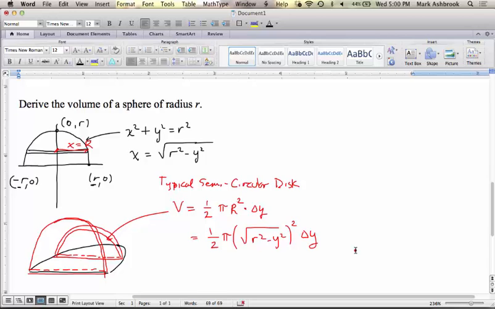Are we good? So we're going to add all those up, starting with the biggest one here at y equals 0, and then they're going to get smaller and smaller until we come to a point here at the top of the semicircle. So we're going to add those up from what to what? 0 to r. Little r, right?